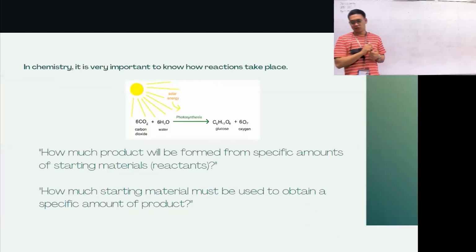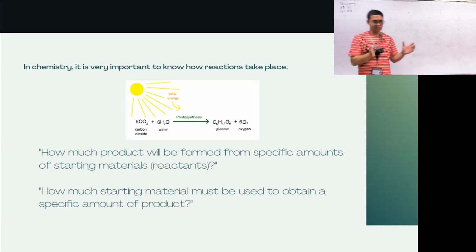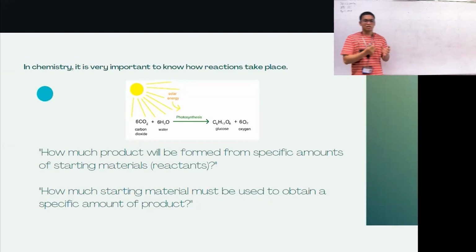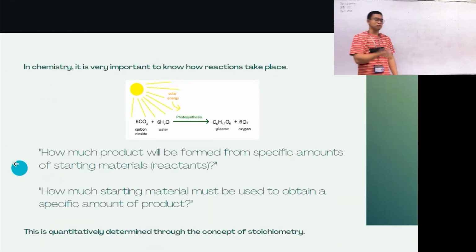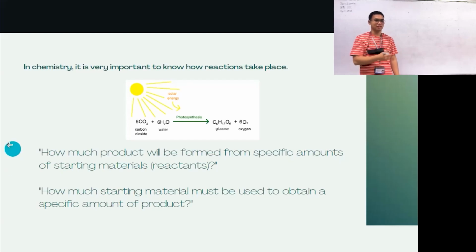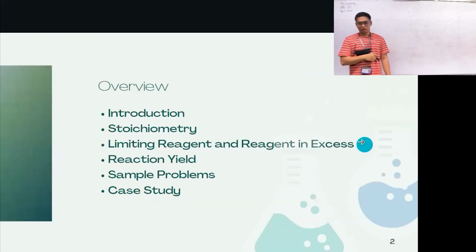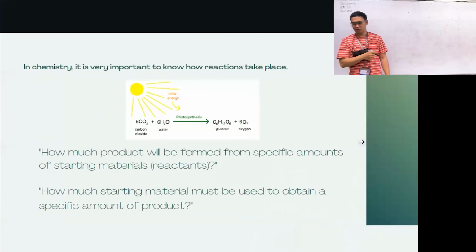In chemistry, it is very important to know how reactions take place. Actually, at home, we can see our parents cooking. We have ingredients in this case, and if we want to maintain or obtain a certain taste, we add certain ingredients in a pot or whatever you're cooking in, in order to get the desired taste, the umami of the food.